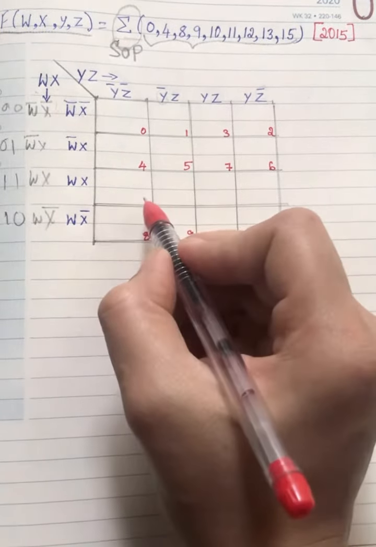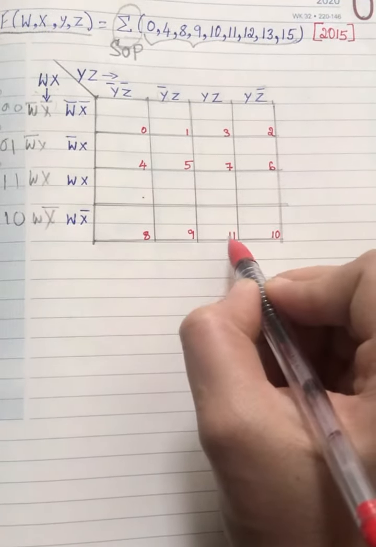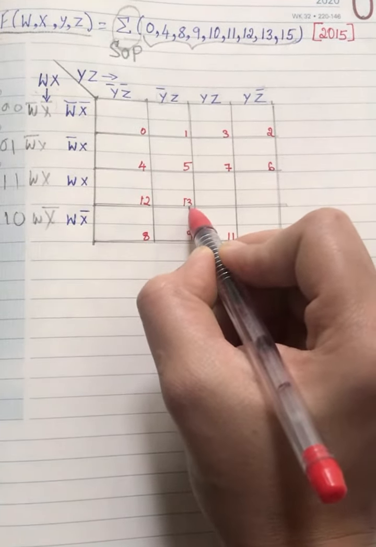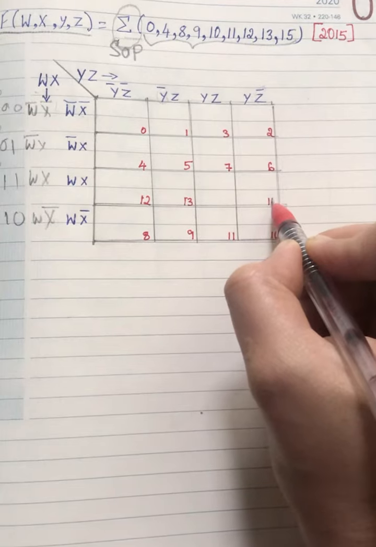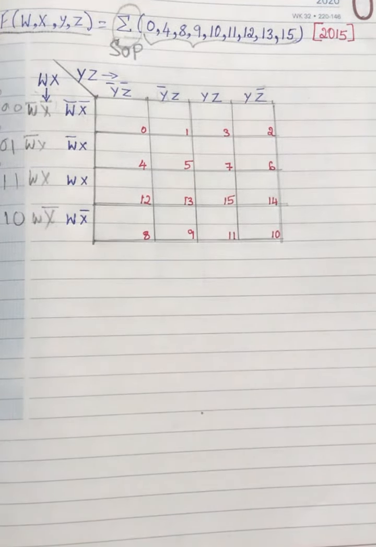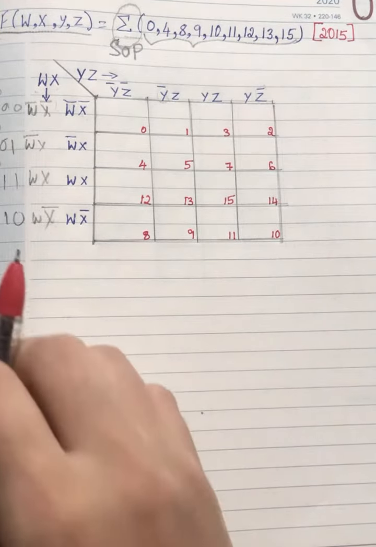Then come to this step. Here finished with 11, go with 12, 13, last column 14 and 15. So this is how you are going to enter the values.